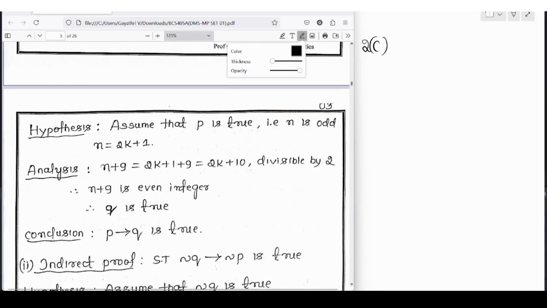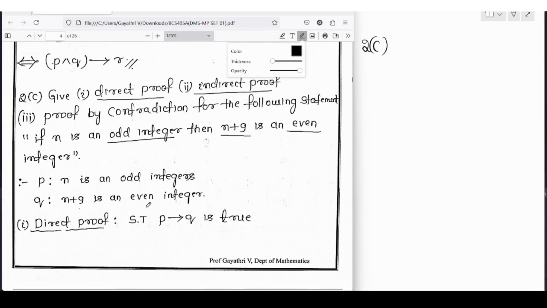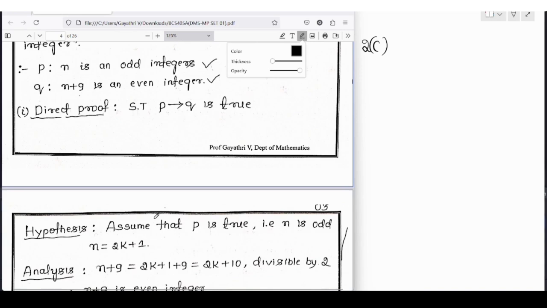Let us see how to take the propositions. The first proposition we'll take as P, because this is an if-then statement. So n is an odd number is the first proposition, P. Then n plus 9 is an even integer is the second proposition. Now let us give the direct proof first. For a direct proof, we need to show that P conditional to Q is true. So we'll follow the steps of the direct proof.